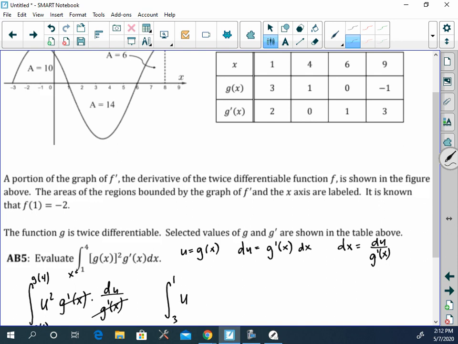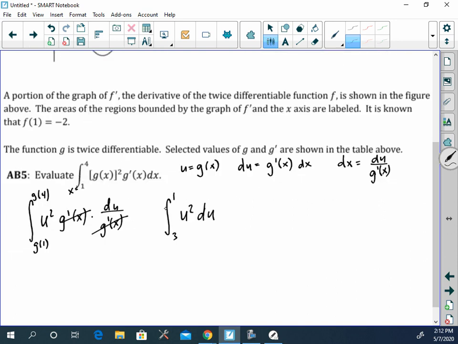And then in here we've got u squared du. And then you don't have to switch it back because we have our new limits. Now typically people like to put the smaller value down here and the bigger value up here. That's fine. It will work if you don't switch those as well. So you can leave them if you want to.